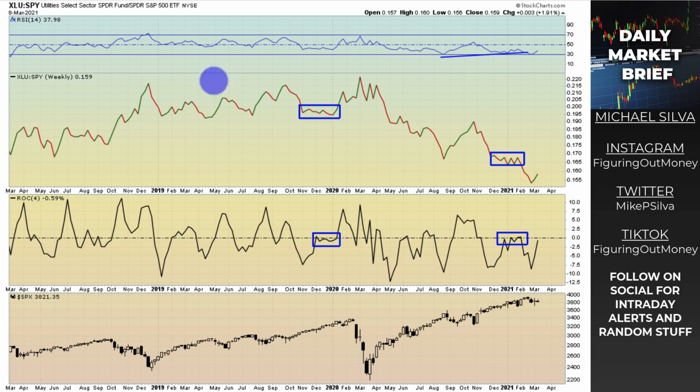Okay, yeah, so right here is the XLU over SPY. This is actually part of Michael Gayed's beta rotation strategy, and it really helps you determine going from risk on to risk off.